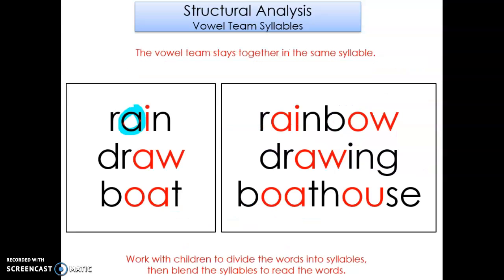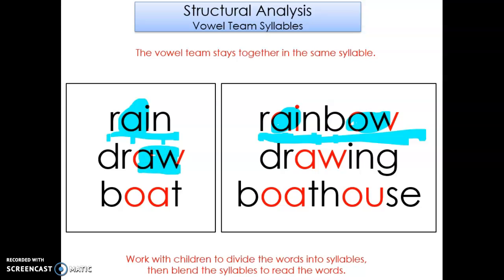Same thing here. We have AI. That is a vowel team. So AI says A, so we have rain. So then we have over here our ow sound again and a sound here. So we have rain, bow. Here we have the word draw. This has AW, which says aw. Then we add ing at the end. We have the word drawing.